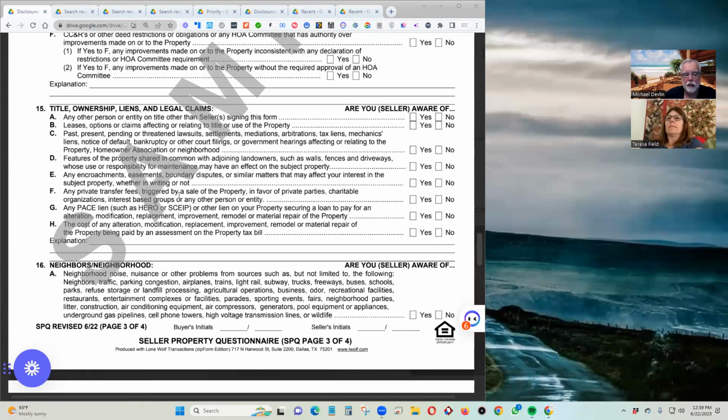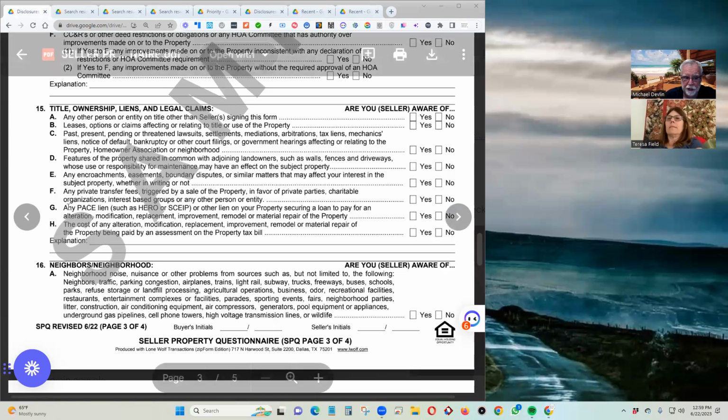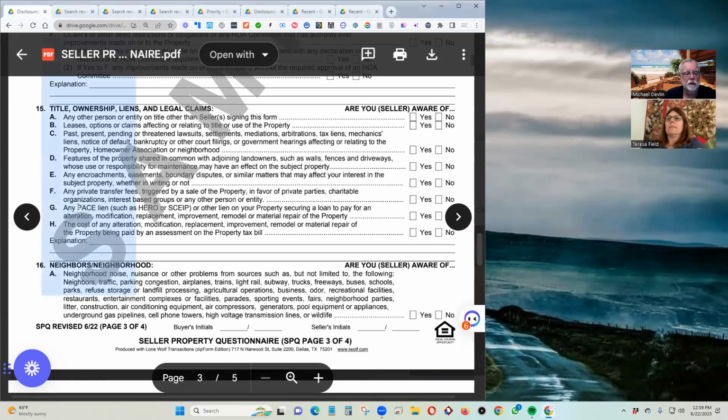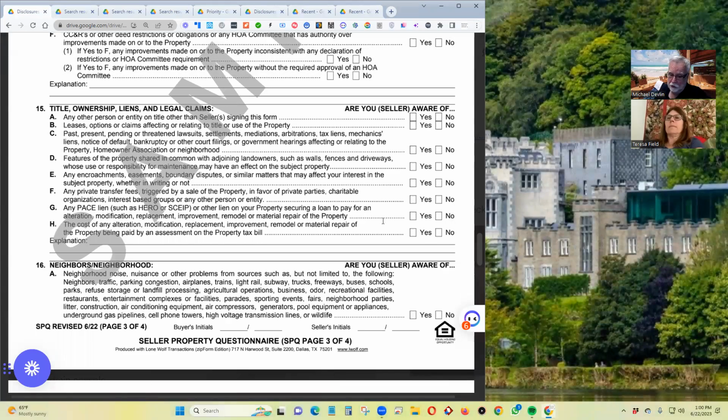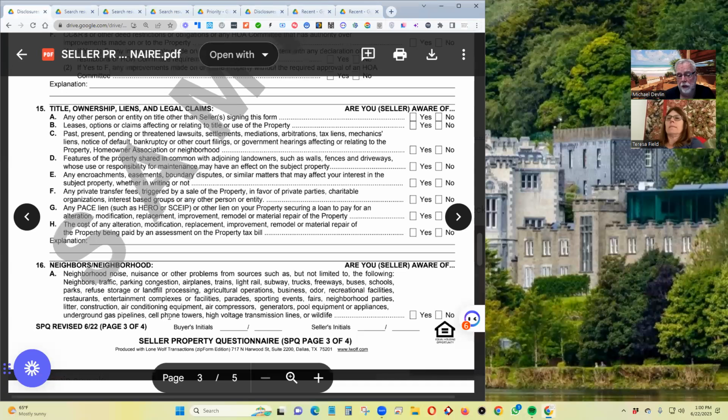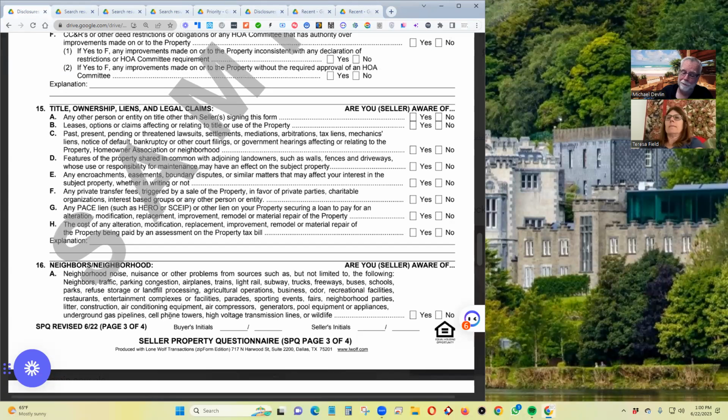Title ownership, legal claims. Most of this is just reading it. It was noted, I think it was Juan, that you could get a PPA loan, also known as a PACE loan. These are loans for buying solar property. If there is one, we need to know about it, because those loans have what is called super priority, which means they have to be paid off before escrow closes. They can't be paid off from the escrow proceeds, which means someone's going to have to come up with the money.